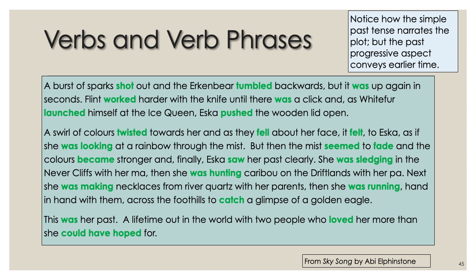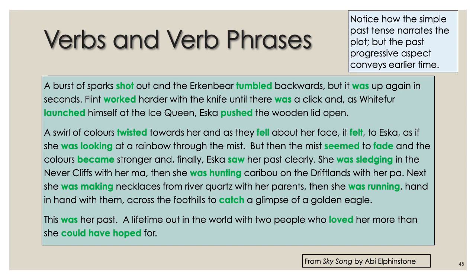And just pausing to think about this as a piece of narrative, if you look closely at this, it's the simple past tense where it's a single verb, which is narrating the plot that's happening now. In that first paragraph, it's all part of the narrative explanation of what Flint and Esker are doing now. It then moves in the second paragraph to what happens when Esker's opened the box. And to start with, you've got those simple past verbs, twisted, fell, felt.